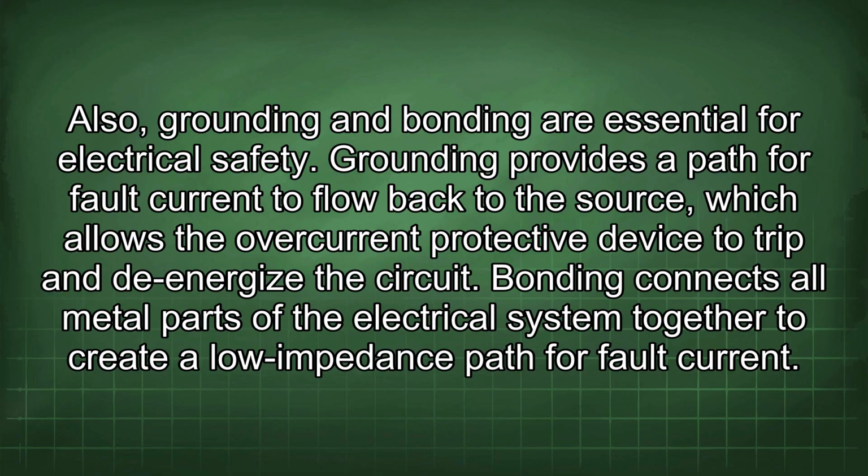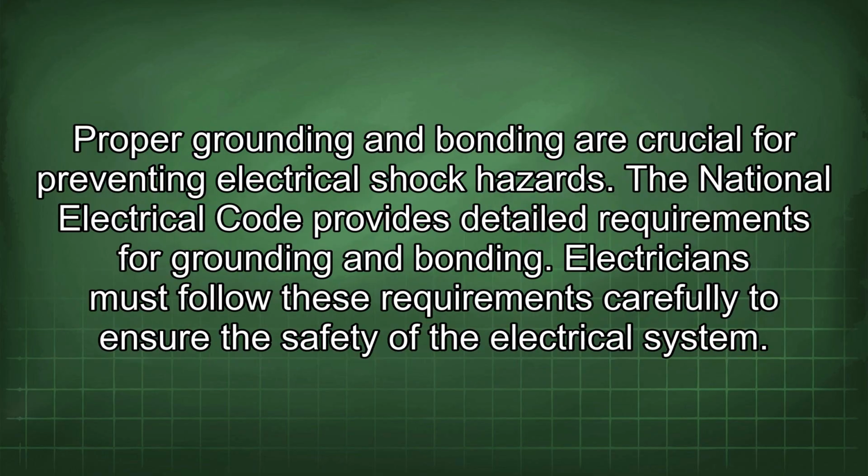Grounding provides a path for fault current to flow back to the source, which allows the overcurrent protective device to trip and de-energize the circuit. Bonding connects all metal parts of the electrical system together to create a low impedance path for fault current. Proper grounding and bonding are crucial for preventing electrical shock hazards. The National Electrical Code provides detailed requirements for grounding and bonding. Electricians must follow these requirements carefully to ensure the safety of the electrical system.